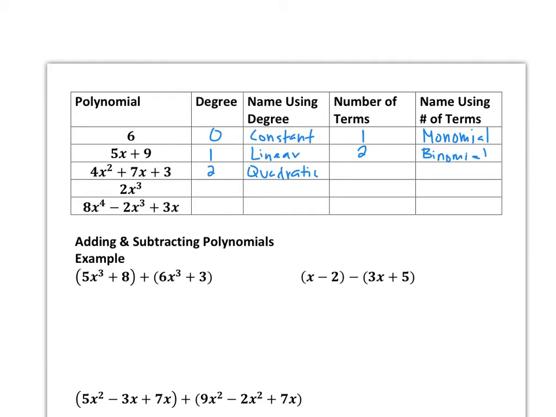All right, the number of terms, well, how many things separated by a plus or a minus? We have 3. So we call those a trinomial.